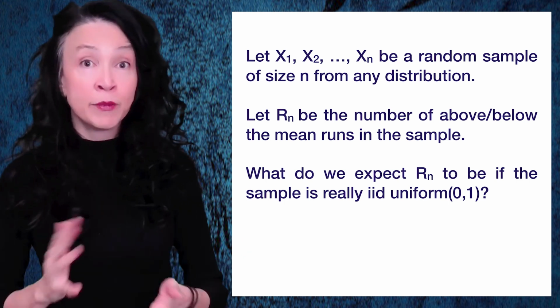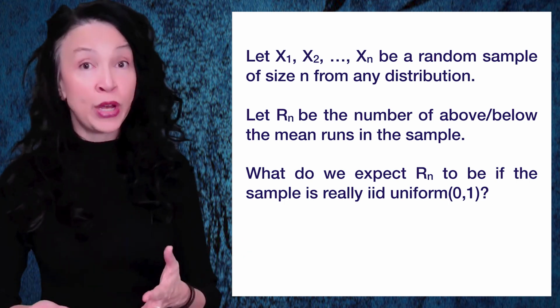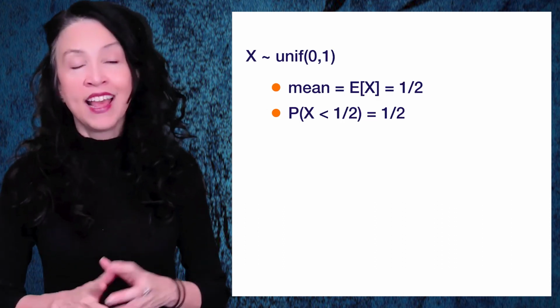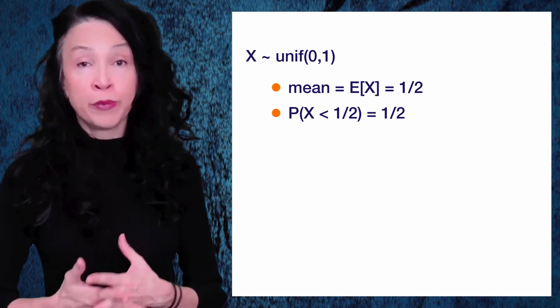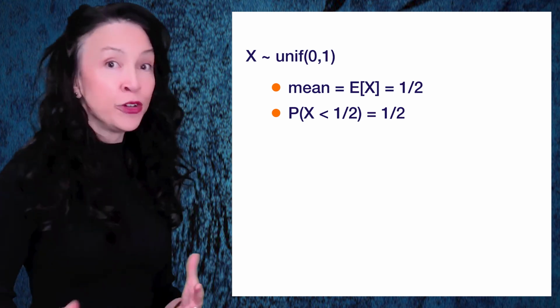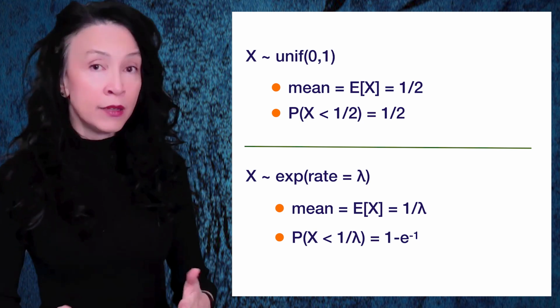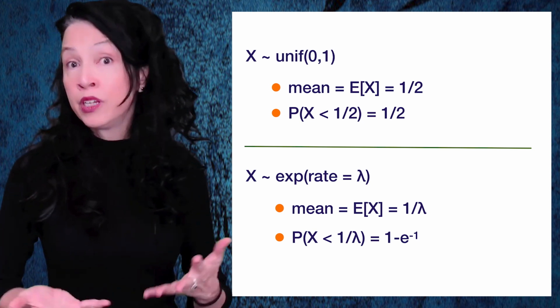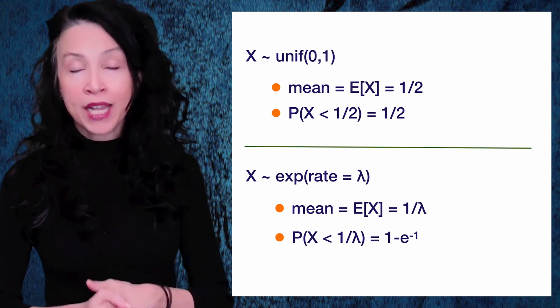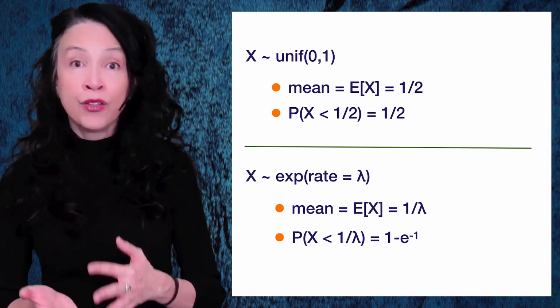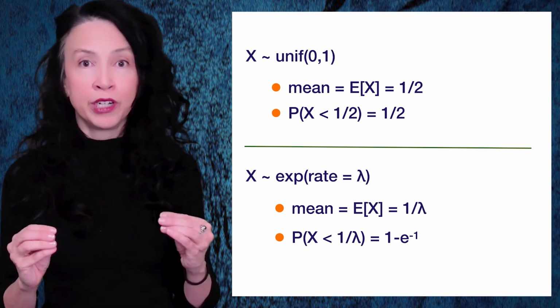Before looking at the runs, let me just remind you that if you have a random variable X that has this uniform distribution, the mean is right in the middle, it's 1/2, and the probability of being above or below the mean is also 1/2. This is not true in general. For example, if we have an exponential distribution with rate lambda, the mean is 1 over lambda, and the probability you're below that mean is 1 minus e to the negative 1. So don't confuse a mean with a median, although they are the same if you have a symmetric distribution.